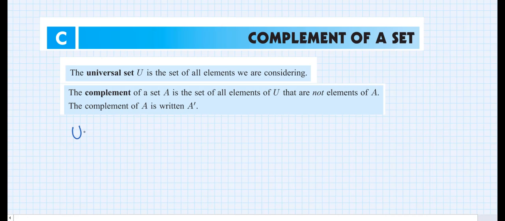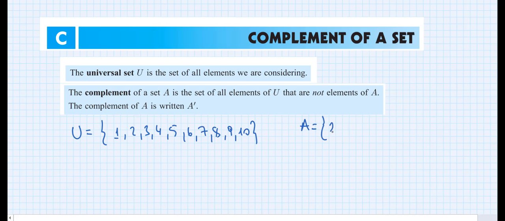We show it with the U. Let it be the numbers from 1 to 10: 1, 2, 3, 4, 5, 6, 7, 8, 9, and 10. This one is my universal set. And I introduce one set here. Let it be the set of these numbers: 2, 3, 4, and 5. And this one is a subset of my universal set. A is a subset of my universal set.